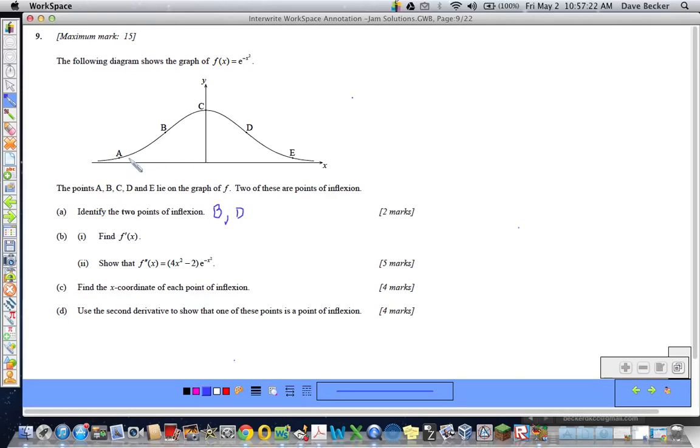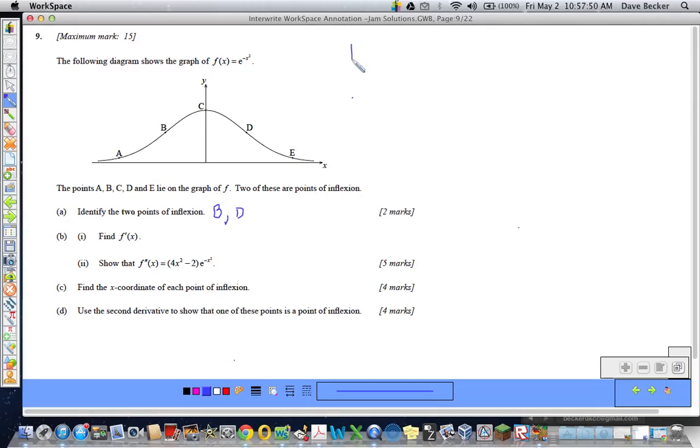How do you know? Because at point B, the function goes from concave up to concave down. And then at point D, the graph of the function goes from concave down to concave up. And since they ask you to identify it, and that there are 2 points of inflection, those are the only possibilities that there could be.